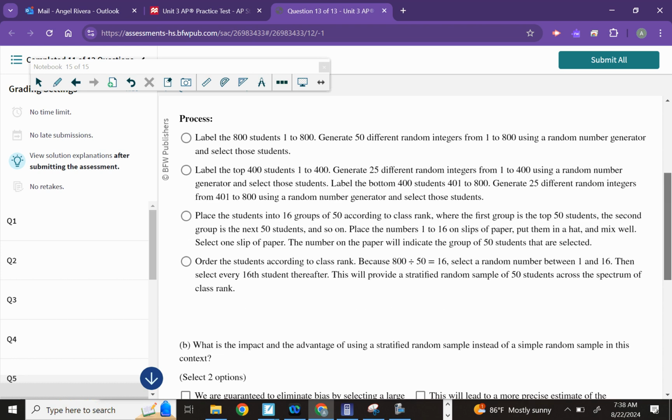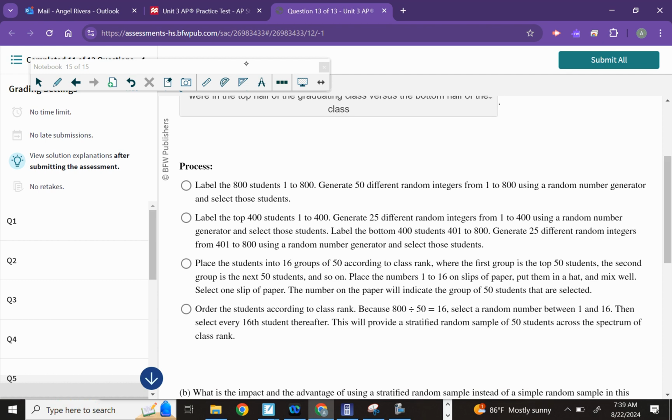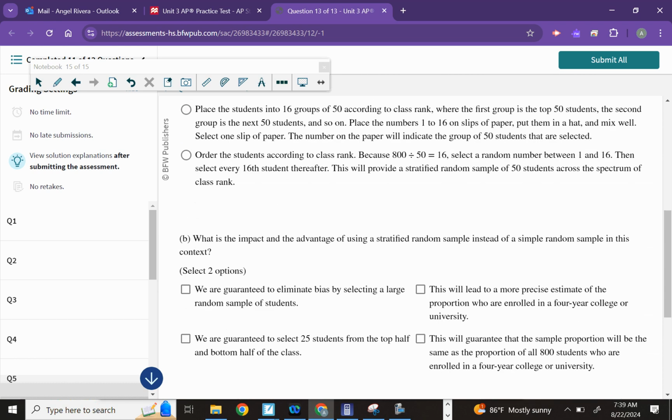And then our process, so we're not going to label 800 because we're stratifying. So label the top 400 students 1 to 400, generate 25 random integers from 1 to 400 using a random number generator and select those students. Label the bottom 400 students, 401 to 800, generate 25 random integers from 401 to 800 using a random number generator, select those students. So that's what it would be, because we said we're stratifying by top half or bottom half, so we're cutting those in half.